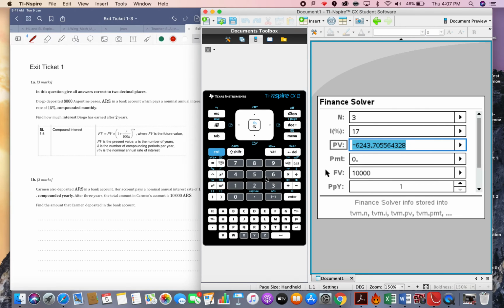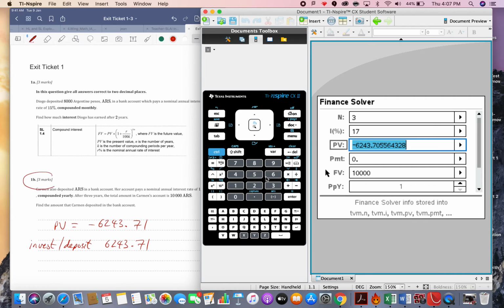And notice that the present value here is equal to negative 6243.71, which means we must invest or deposit 6243.71.